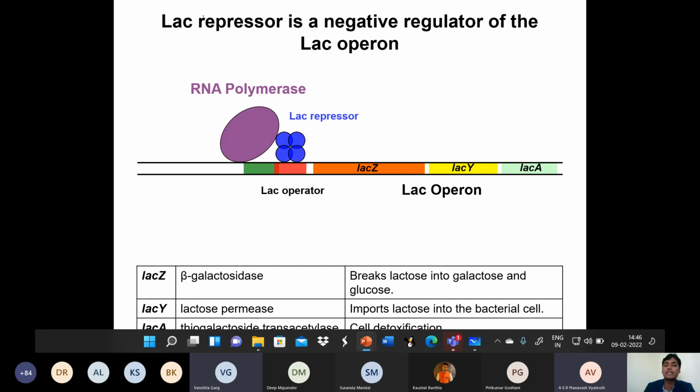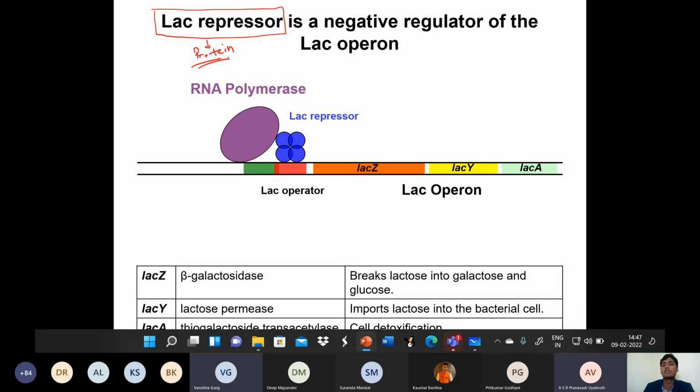So another new term here, and then I believe no more new terms. The lac repressor. If I extend this, lac operon repressor, this is also a protein.